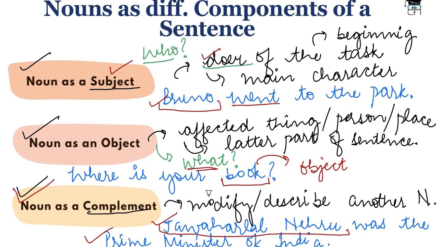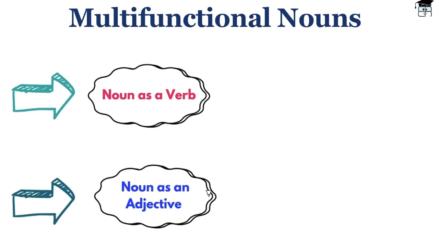Okay. Now, concluding with the final and very interesting topic of this video, let's talk about multiple functions performed by nouns. What are the different functions that nouns perform? Noun generally performs two functions, that are noun as a verb and noun as an adjective.